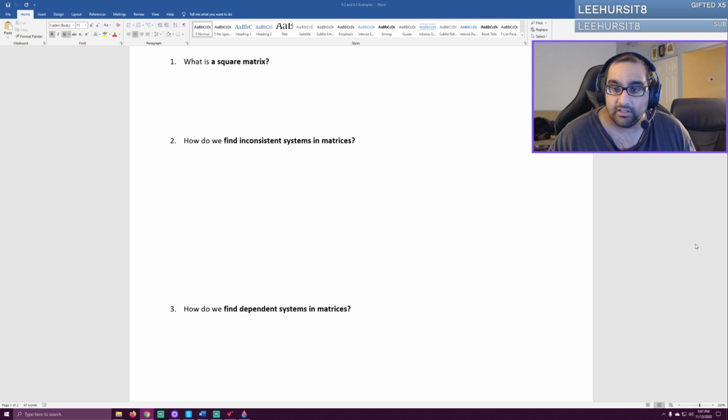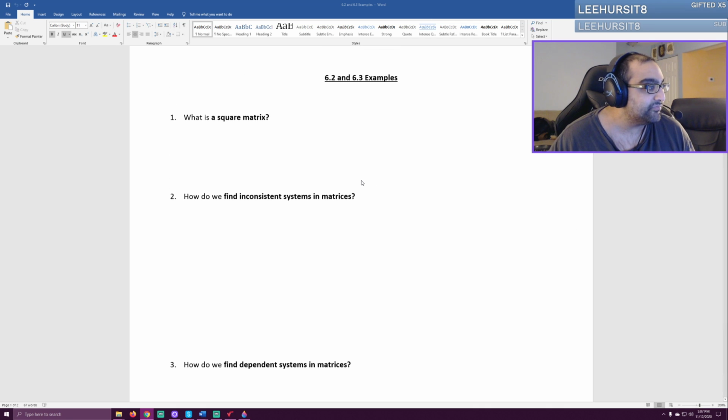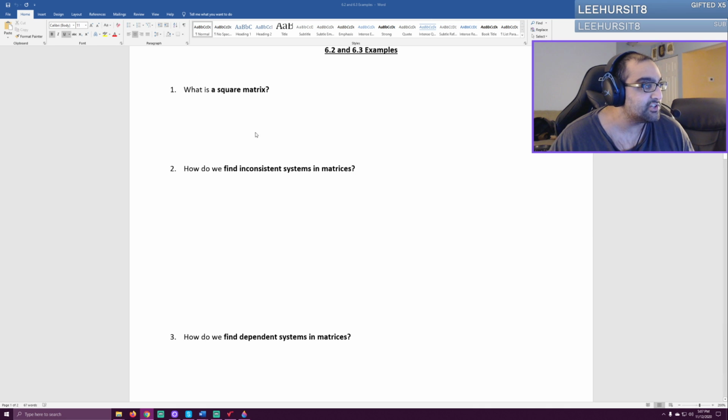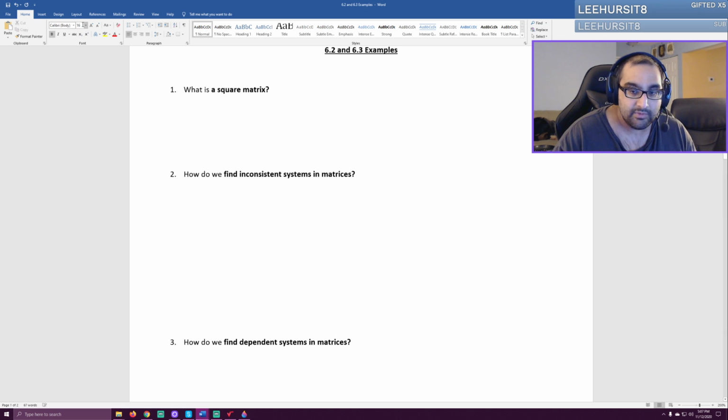Anyway, let's go ahead and take a look here at section 6.2. Let's look at question number 1 here. Question 1 says, what is a square matrix? Now this question by and large is not too hard, but it is something that we will see later on, and something we look at for certain reasons a little later.